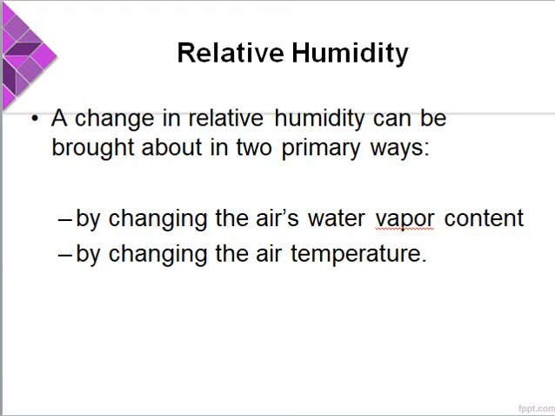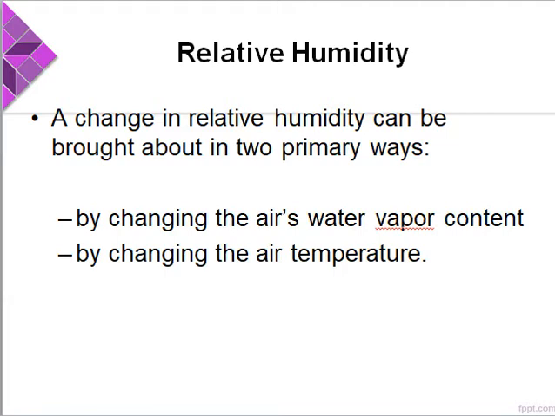Air with a 50% relative humidity actually contains one half the amount of water vapor required for saturation. Air with a 100% relative humidity is said to be saturated because it is filled to capacity with water vapor. Air with a relative humidity greater than 100% is said to be supersaturated, a condition that does not tend to occur often or last long.